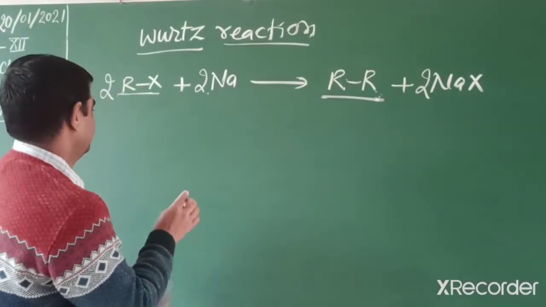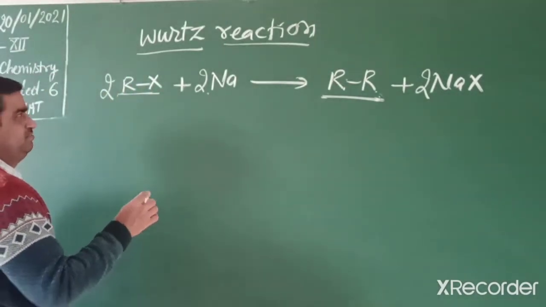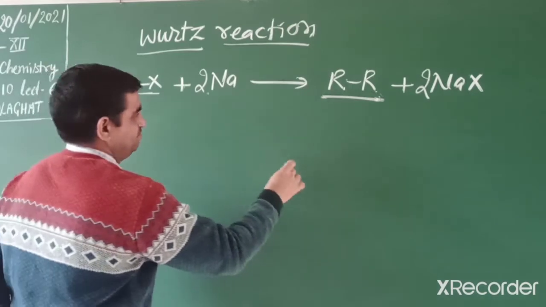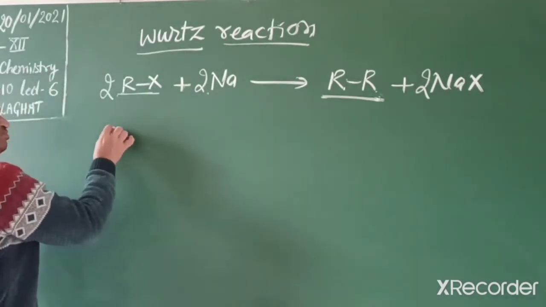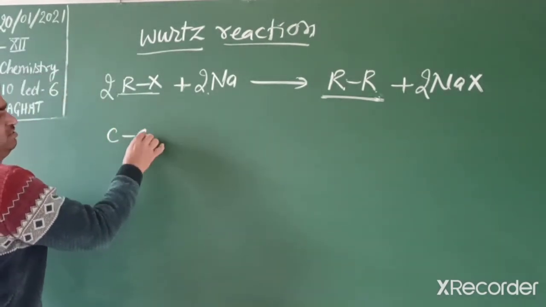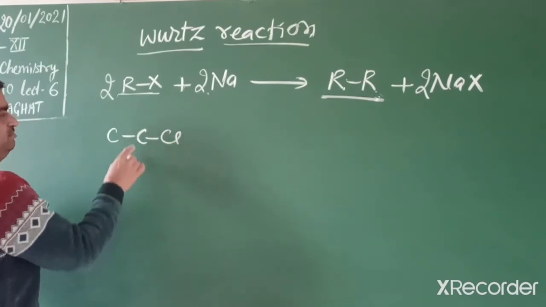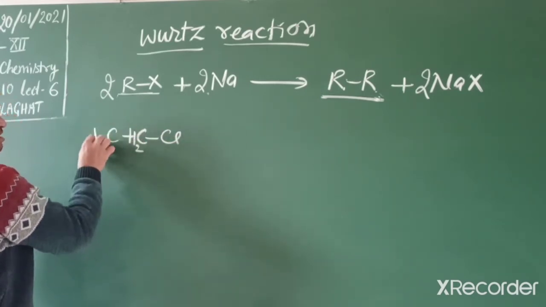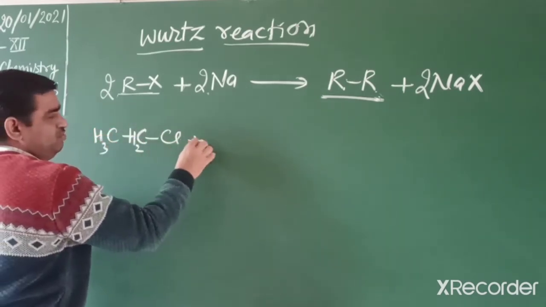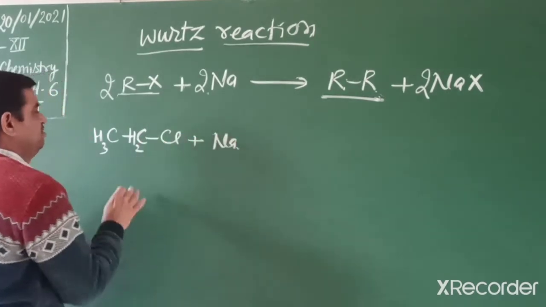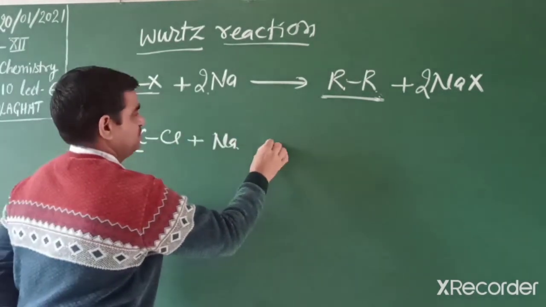Students, for example, we want to prepare butane. Then we take a 2-carbon halide, that is chloroethane. One example. So sodium metal, we write 2 times.